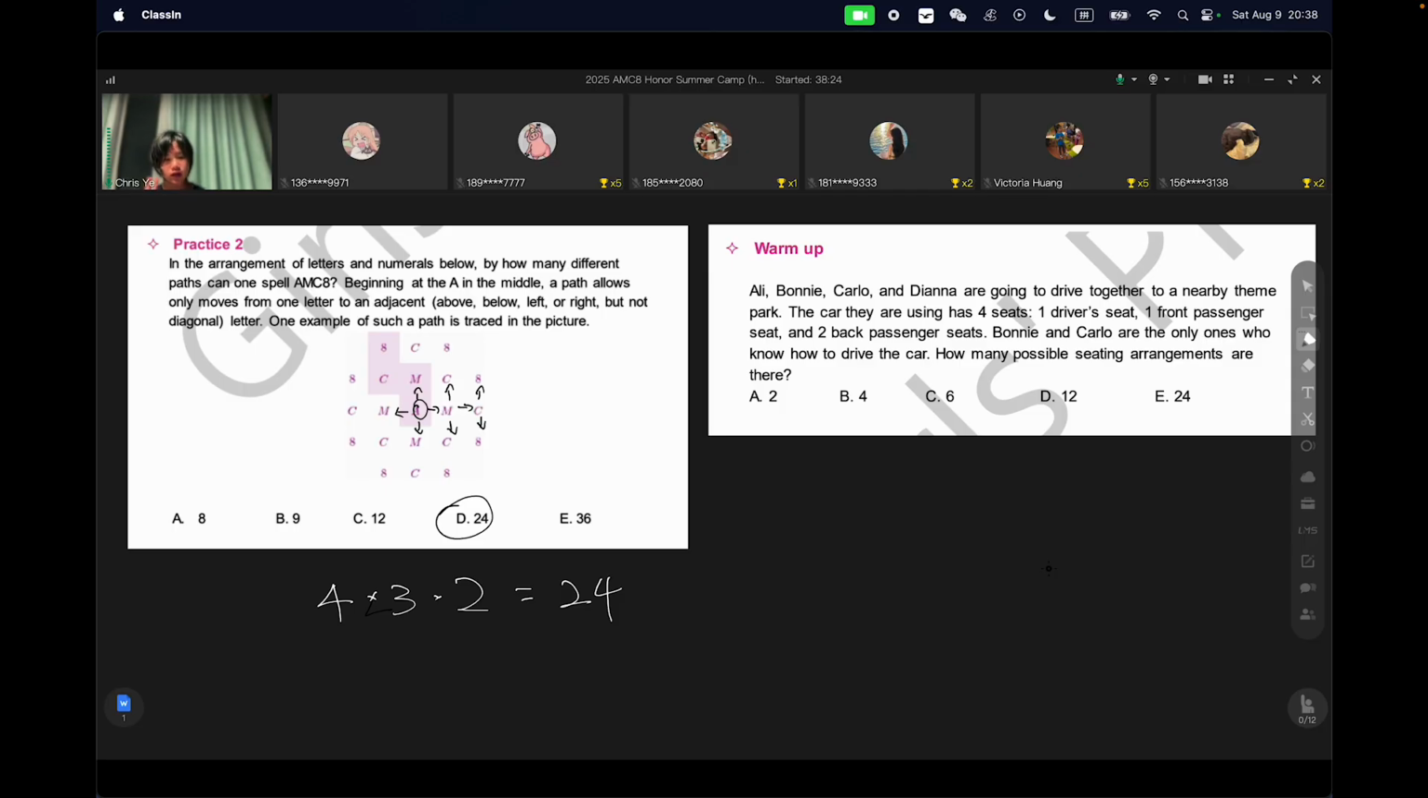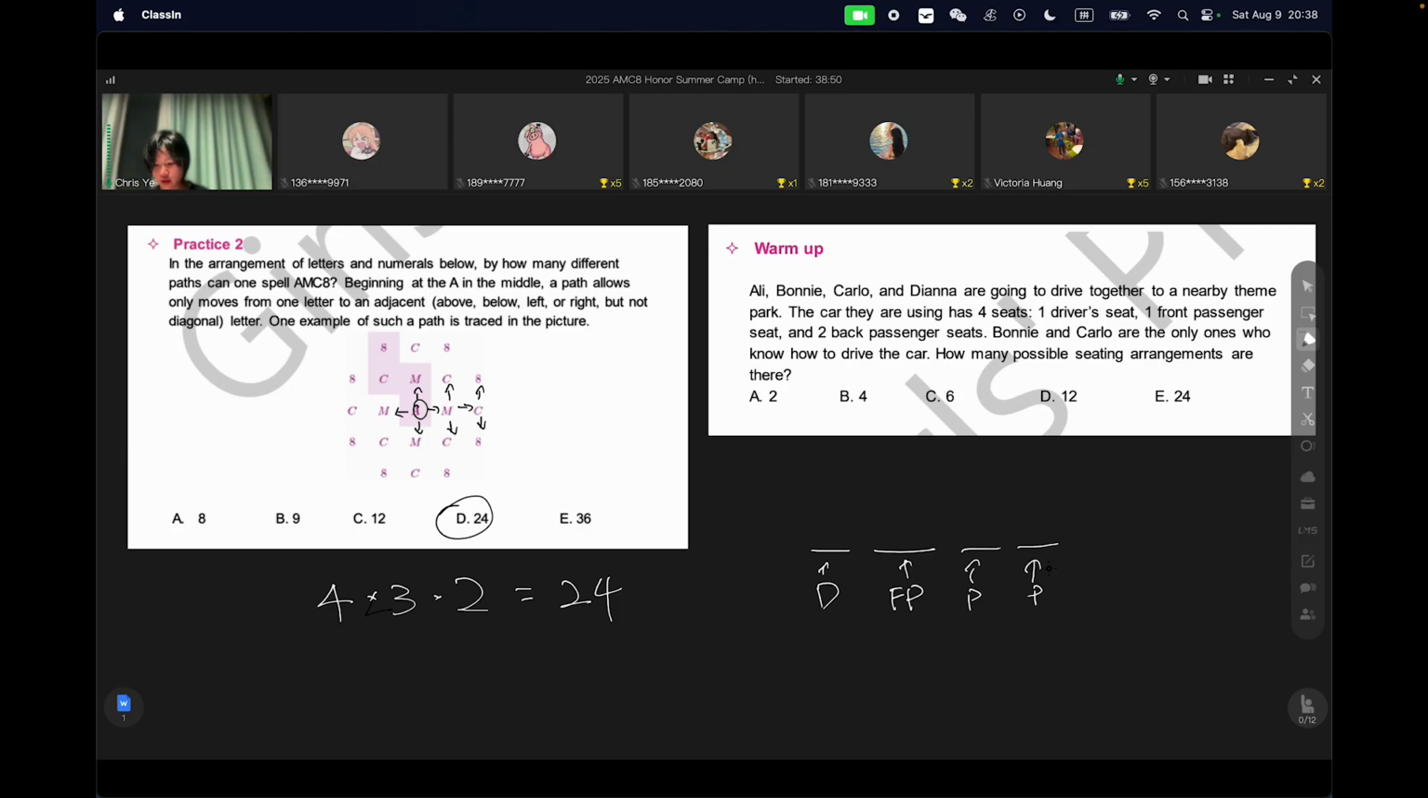So since Bonnie and Carlo are the only ones who know how to drive the car, they are the only ones that can sit in the driver's seat. So any of the 3 remaining people can go to the front passenger seat. So let's say this is the driver's seat, this is the front passenger, and these are just passenger seats. But those don't really matter because you don't need to drive anyway.